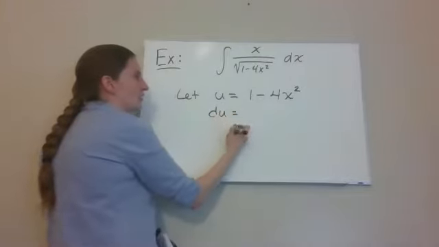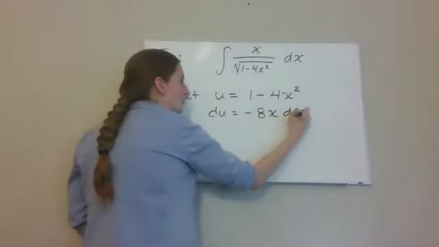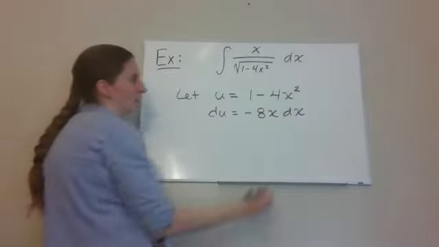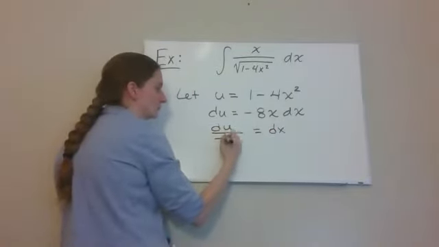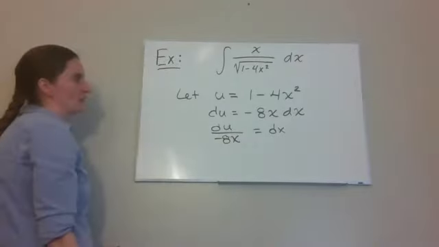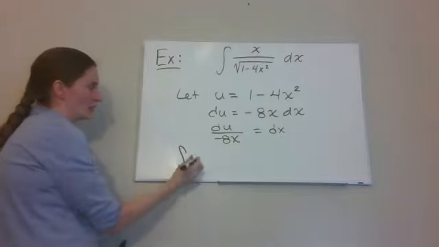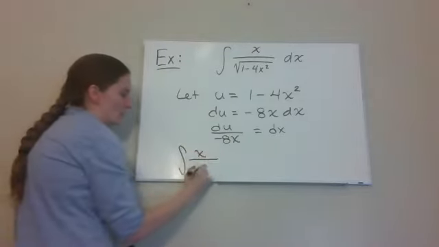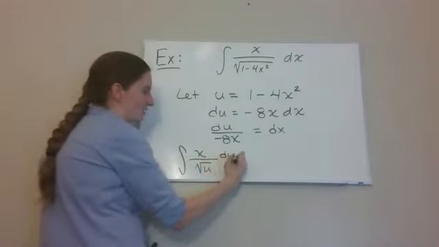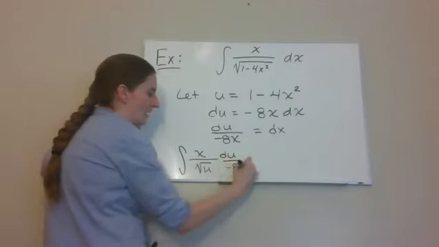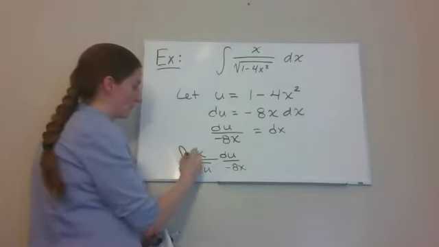Then my du is equal to this derivative, so that's negative 8x multiplied by dx. And let's go ahead and solve for dx, just so that we can really see what's going on. So if I rewrite this problem, we have an x on the top, I have my square root of u, and my dx is du divided by negative 8x. And look at that, the x's cancel out again, just like they're supposed to.